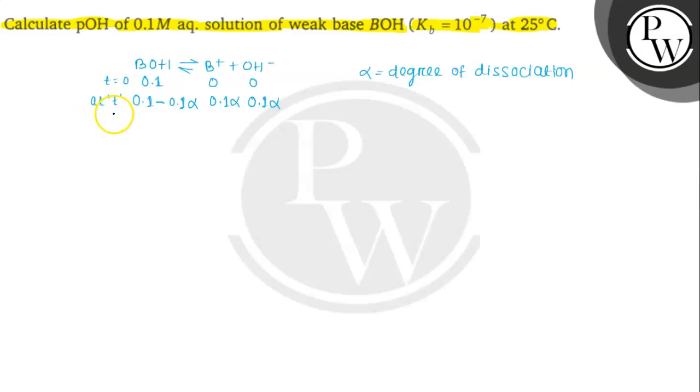So we can say that at time t, at equilibrium, the concentration of BOH is 0.1 minus 0.1 alpha, the concentration of B plus is 0.1 alpha, and the concentration of OH minus will be 0.1 alpha. Now we can write the equilibrium constant Kb, which will be the concentration of B plus times the concentration of OH minus divided by the concentration of BOH.